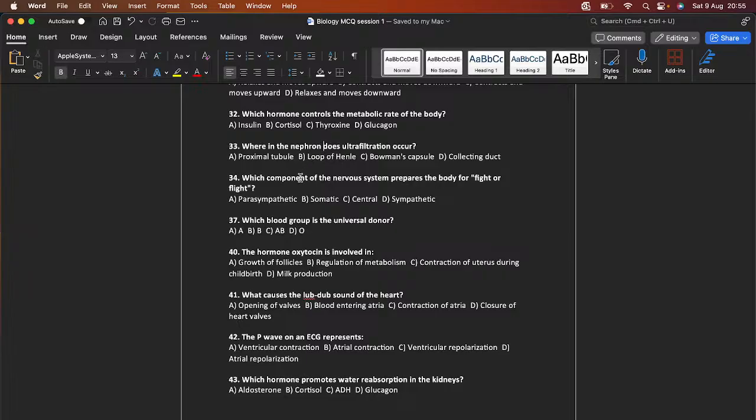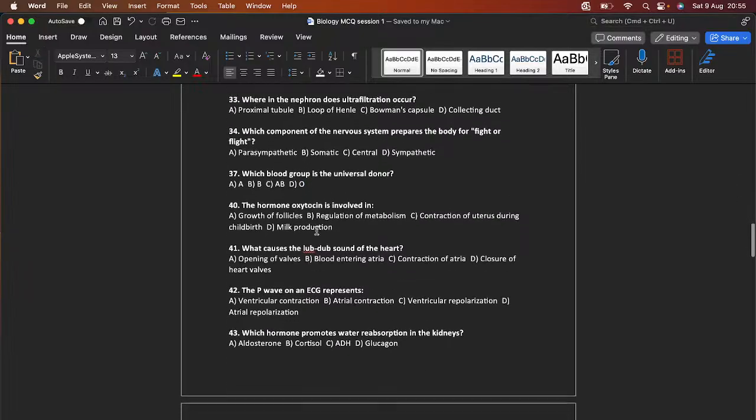Which component of the nervous system prepares the body for fight or flight response? That's the sympathetic system. Which blood group is the universal donor? We have A, B, AB, O. So O is the universal donor.